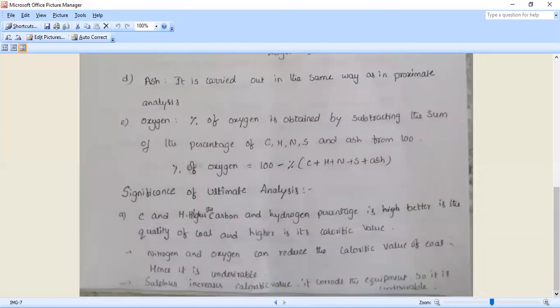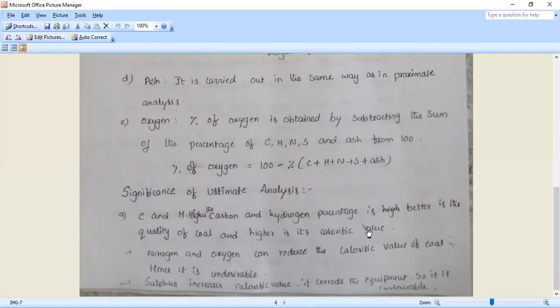By using the ultimate analysis, we determine the content of elements like carbon, hydrogen, nitrogen, sulfur, oxygen and ash. So by using these two analysis methods we determine the components existing in the coal. Next we go for the significances of ultimate analysis. Let's see the significances. Carbon and hydrogen: the higher the carbon and hydrogen percentage, the better the quality of the coal and the higher its calorific value.